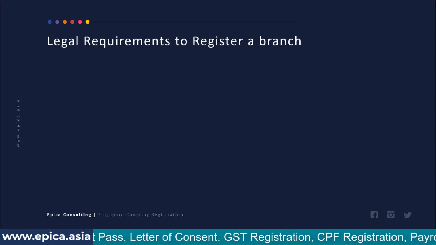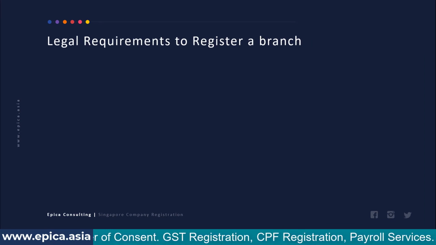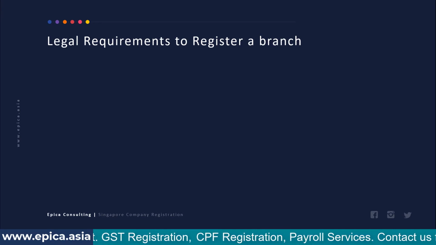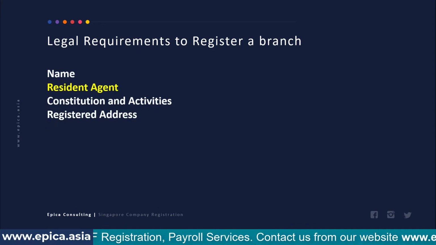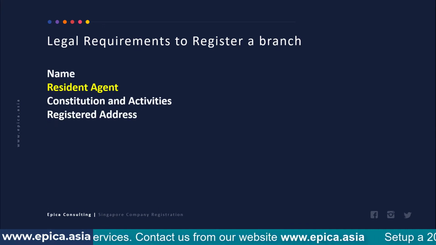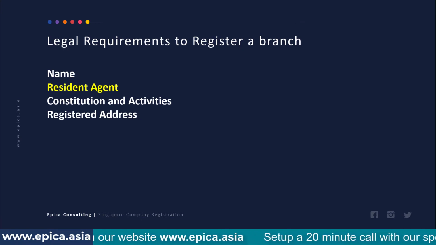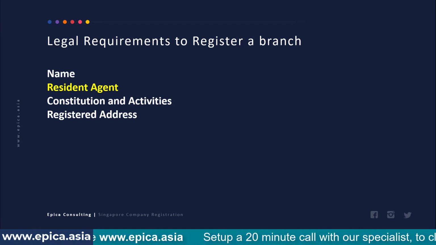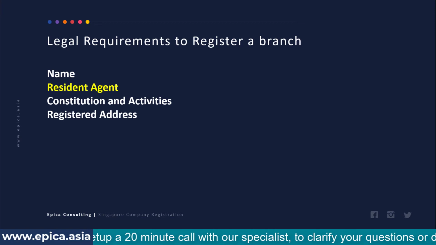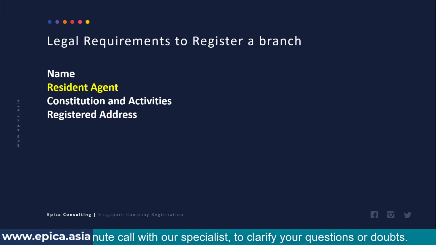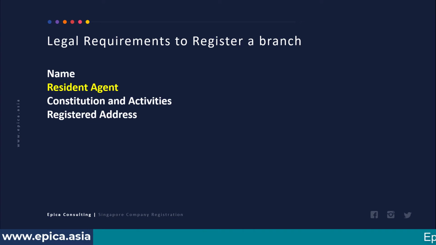So the next topic is what are the legal requirements to register a branch. What things should you have to register a branch in Singapore? This is slightly simpler than registering a normal company. What you need to have is the name which your parent entity already has. You need a resident agent. You need the constitution and details of the activities of the parent company. Constitution means the memorandum and articles of association of the parent entity. And you need a registered address for your Singapore branch.